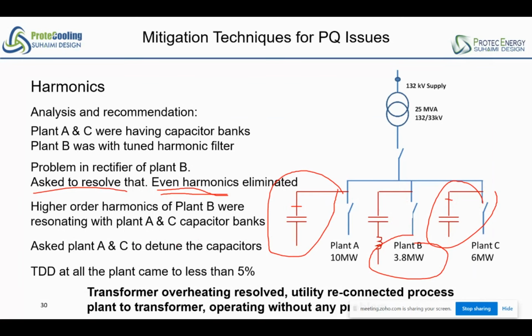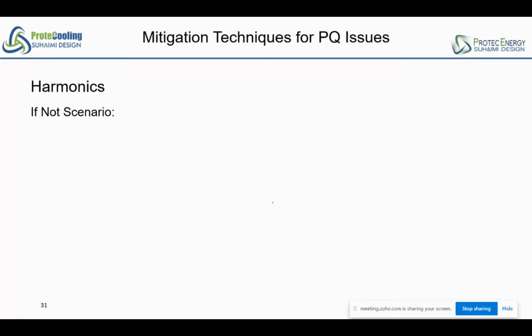Then the overheating of the transformer was resolved. Then the utility reconnected that process industry to the same transformer, and it is now operating without any issue.